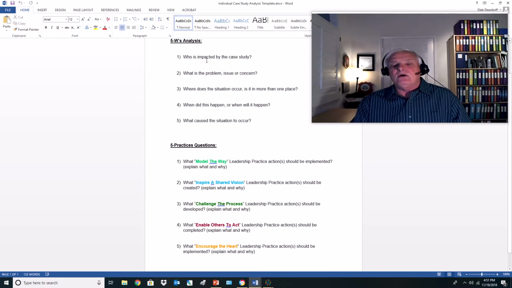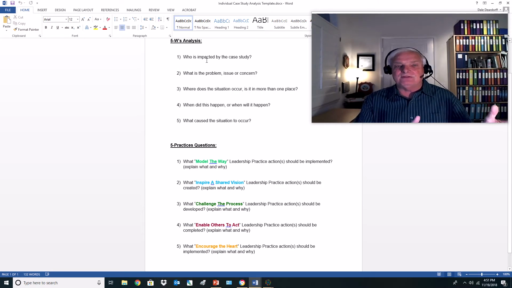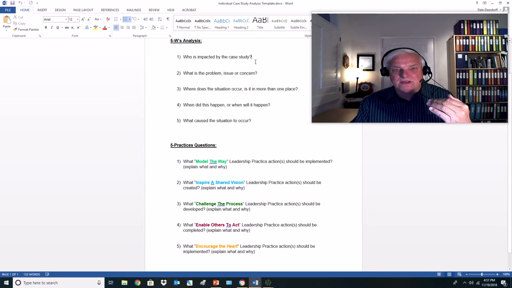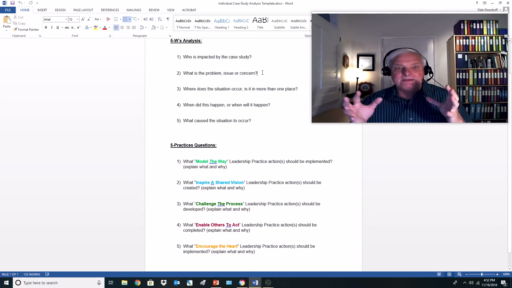So remember that 5 W's template that you filled out. You're going to come in here: who was impacted by the case study? You would transcribe that into this Word document. Fill this Word document out. What is the problem, issue, or concern? Identify what the problem, issue, or concern was with this case study.